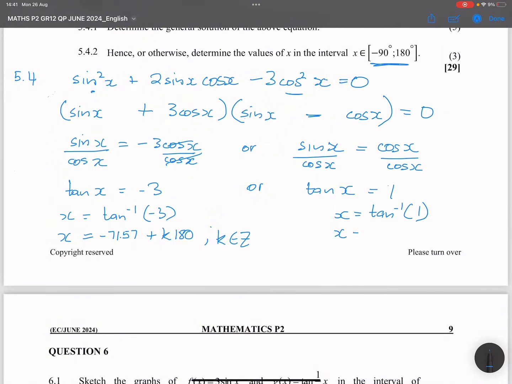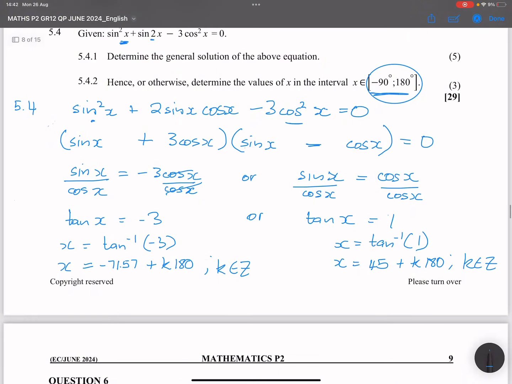And for this one, x is equal to arctan of 1, which is 45, plus k 180. We've already declared that k is an element of integers. Now, remember, we're looking for the general formula, which means we're going to leave it here. But for 5.4.2, what we now need to do is find out the value of the angles between negative 90 and 180.